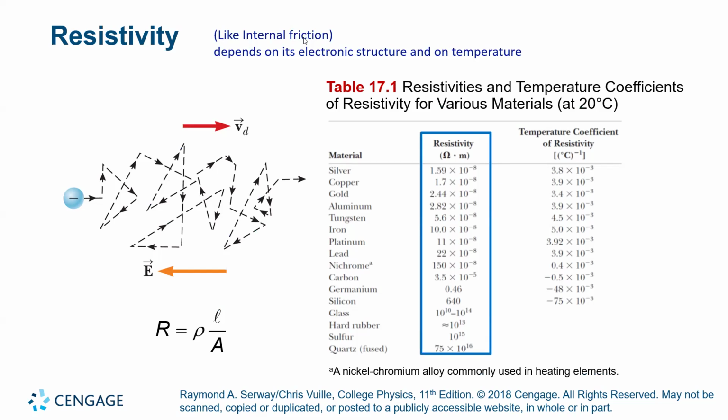It is how much work an electron, a charge, positive or negative, has to do as it goes through a medium. This depends on the medium's electronic structure, and it also depends on temperature. We will see that even for an ohmic device, things can change when you get very warm or when you get cold. So the resistivity is an intrinsic property of the material.